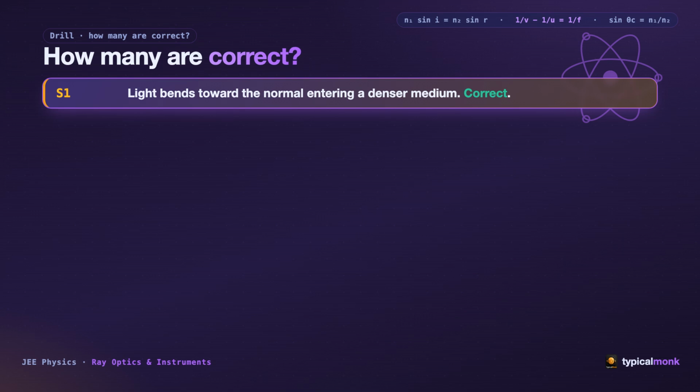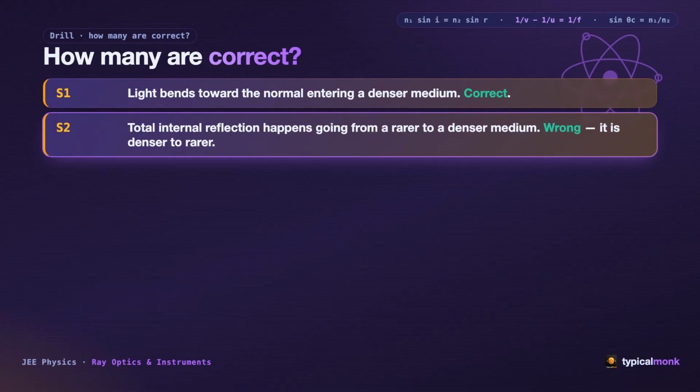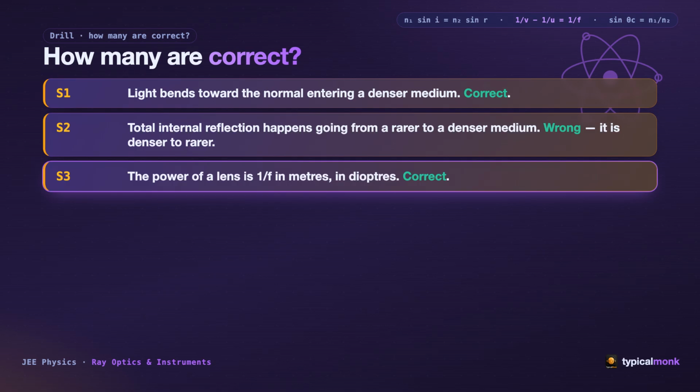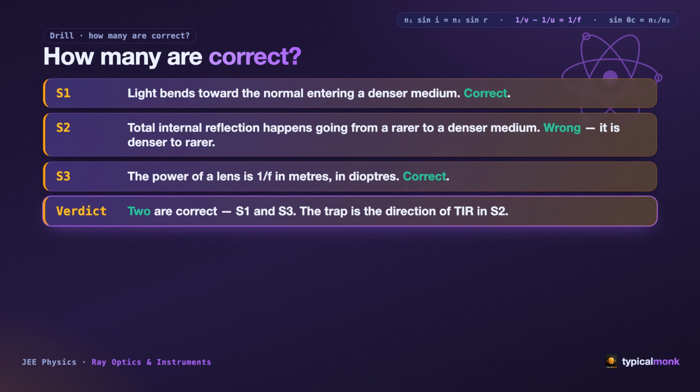Now, how many of these statements are correct? Statement 1. Light bends toward the normal when it enters a denser medium. Correct. Statement 2. Total internal reflection happens going from a rarer to a denser medium. Wrong. It is the other way, denser to rarer. Statement 3. The power of a lens is 1 over f in meters, in dioptres. Correct. So the answer: 2 are correct, statements 1 and 3. The trap is the direction of total internal reflection in statement 2.